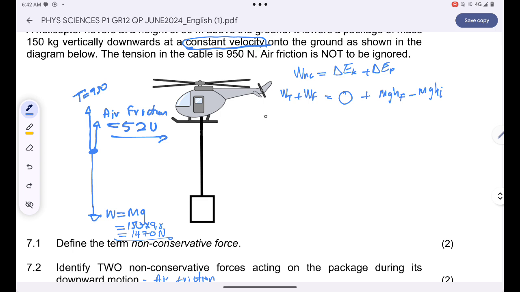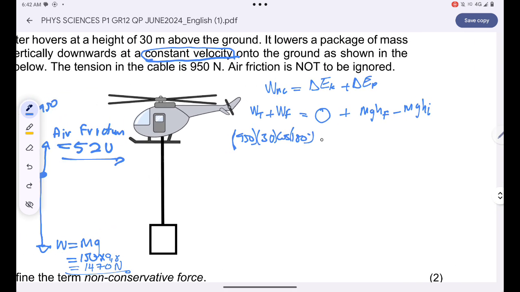Work done by tension, I'll simply have 950 multiplied by the distance traveled, which is just 30, and the cos of what? Of 180 degrees. Remember that this thing is just opposing motion. All right, together, it was going upwards. So both tension and friction are opposing motion. And then plus work done by friction, and we still have a 0 there, right?